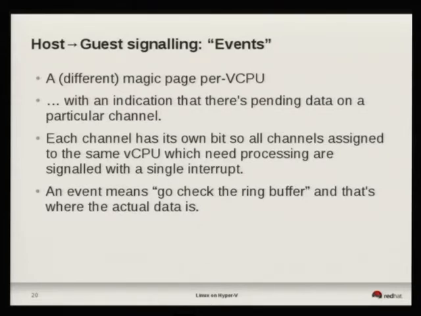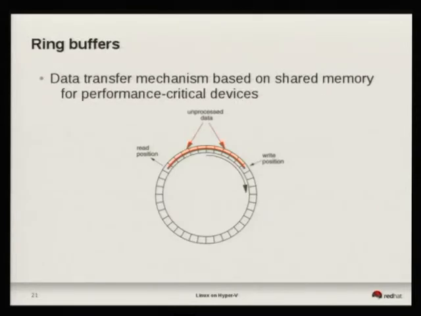Where is the data? The data is in a ring buffer. So ring buffers, very simple concept, where you have some memory space. Actually, there is nothing like a circle data structure in your memory, so you use some amount of memory, and then it wraps around. So you have two positions, reader position, writer position, and the data between them is unprocessed data. So writer writes, reader reads.